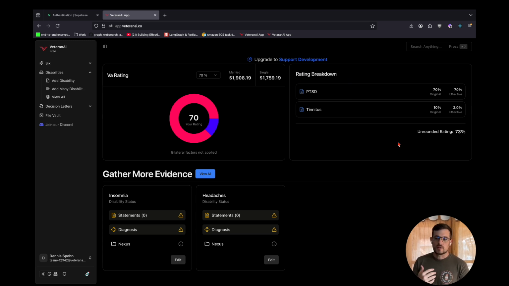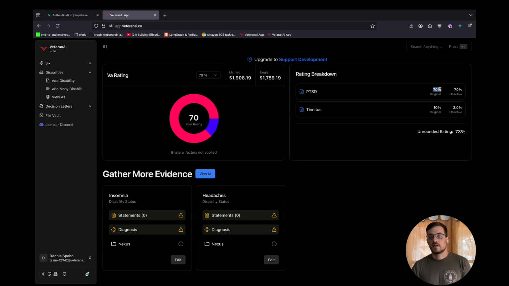How VA math works is, let's say you have two disabilities both at 50%. The first one is going to be rated at 50%, and the second one is actually 50% of the remaining healthy 50%. That is how VA math works. So there'll be a 50 and a 25 in that case.